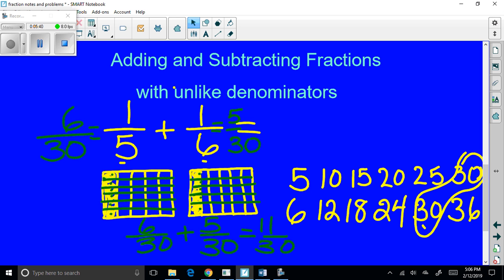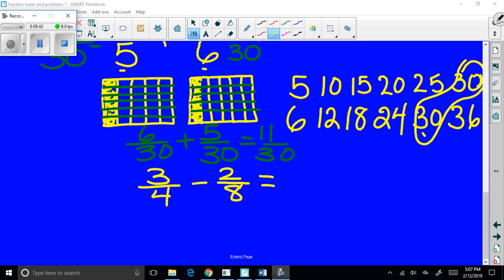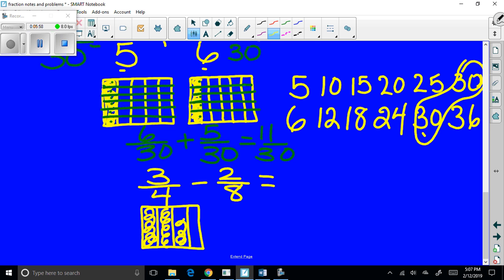So I'm going to quickly go through a subtraction one for you. Here I have 3/4 minus 2/8. So I'm going to draw. I'm going to make my fourths. I'm going to color in 3 parts of that. And then I want to take away 2/8, but the only problem is I don't have 2/8 to take away. So what I can do is break this picture up and show that as eighths. I'm going to do that now by using this green line here.